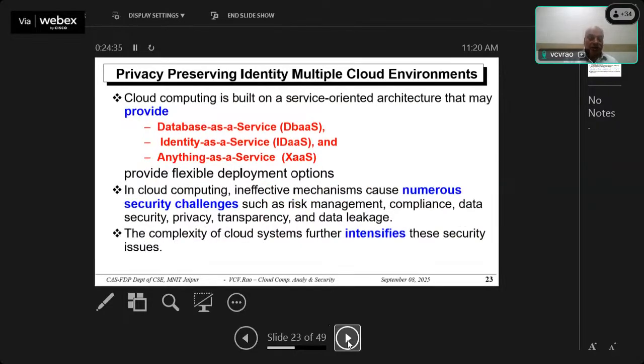Then we also discussed a little bit about database as a service, function as a service, identity as a service, and anything as a service. That has also come actually. That means all the kinds of services which require an amount of heterogeneous data.